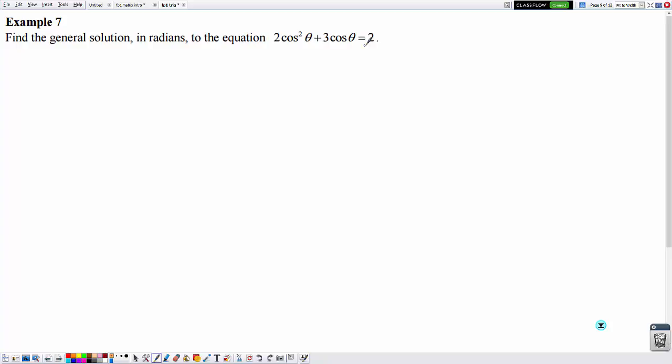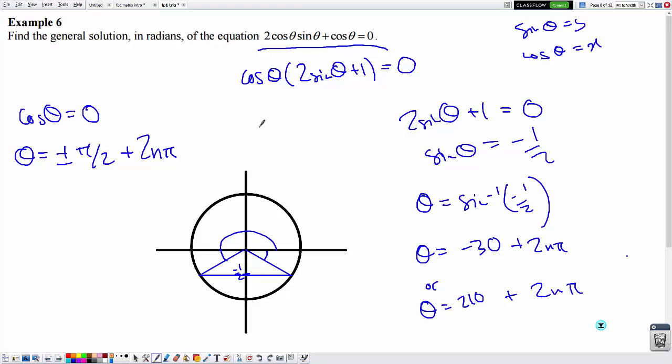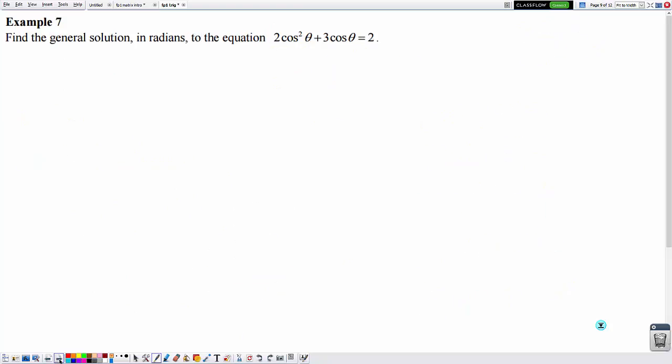Again, this is really tricky. It's different from any of those that you've done before. Well, what does this look like? The last one looked like something is equal to 0, so we factorized. The first one was just rearranging. And each of these are using a different technique. This one is a quadratic in cos.